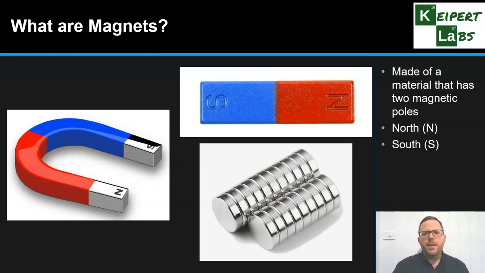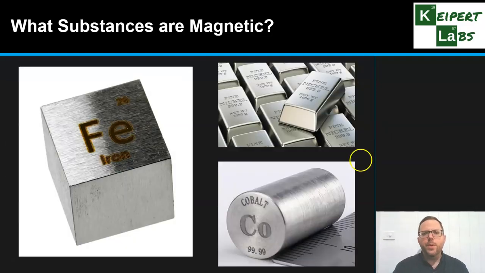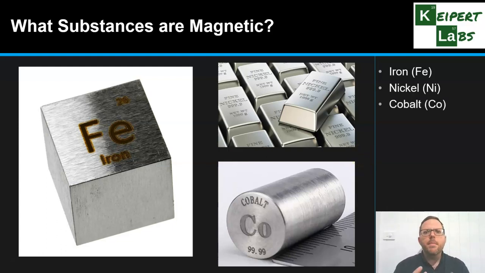But what substances are magnetic? Well, there are three main metals that we want to think about in relation to magnets. We have iron, which has the chemical symbol Fe, shown on the left-hand side. We've got nickel, and we've got cobalt. So iron, nickel, and cobalt are the three main metals which show this magnetic property.